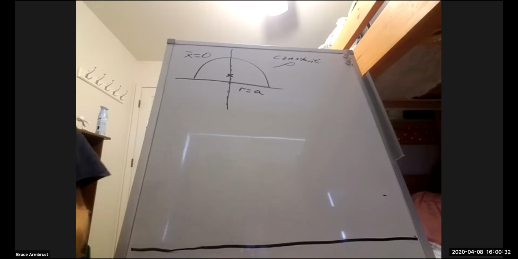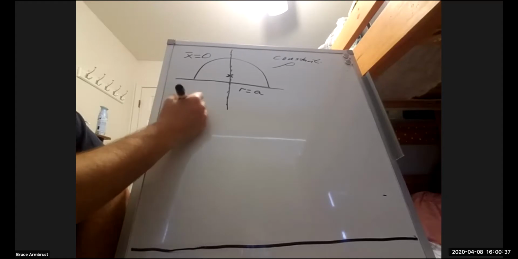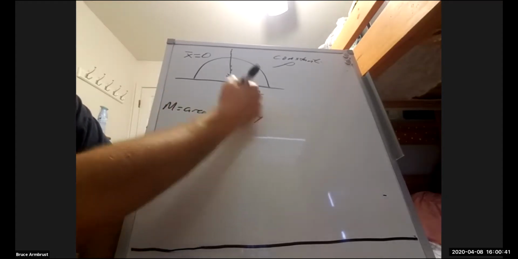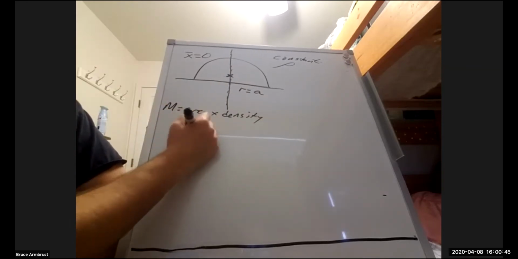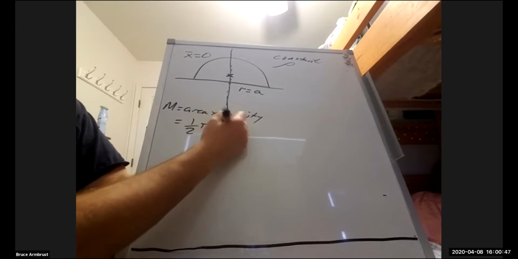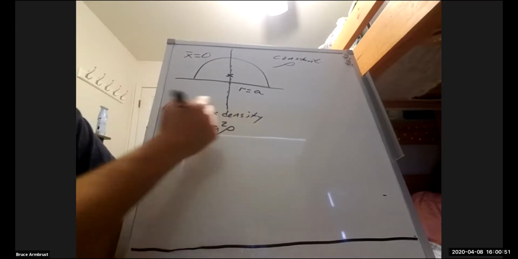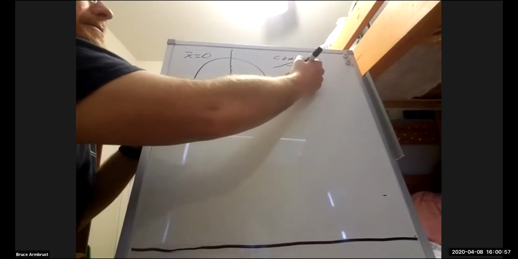Well, we've got to get the mass. The mass is going to be the area times the density. The area of this thing, since it's a semicircle, is going to be 1/2 pi a squared, and then times rho. So there's the mass of this thing. Let me write that up here to conserve space.